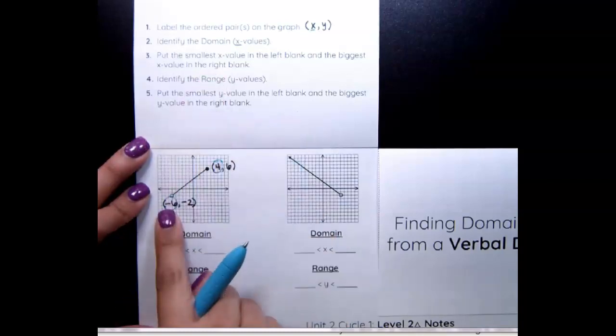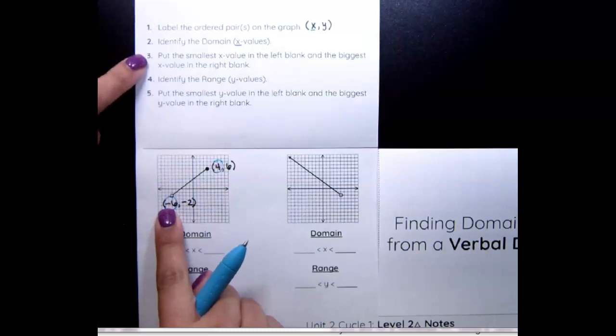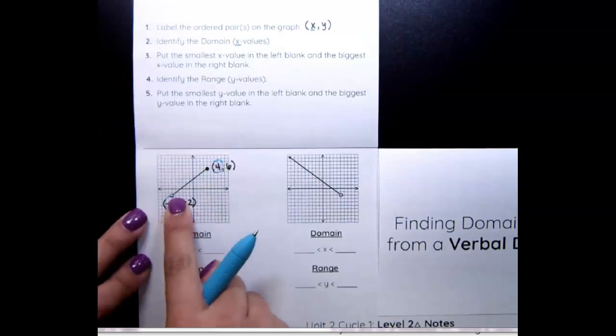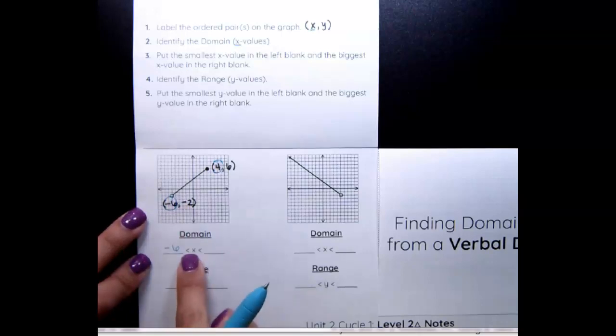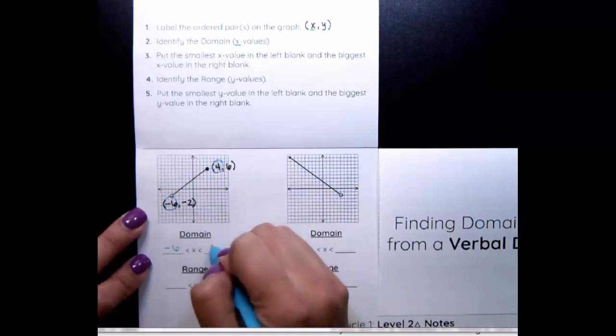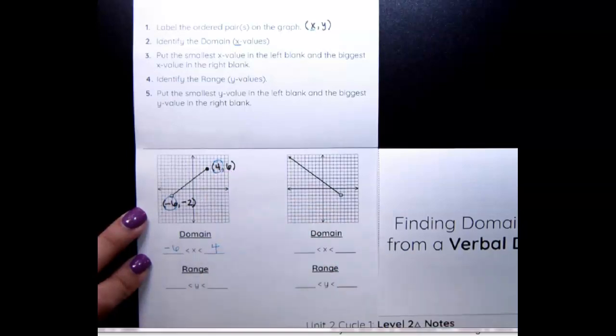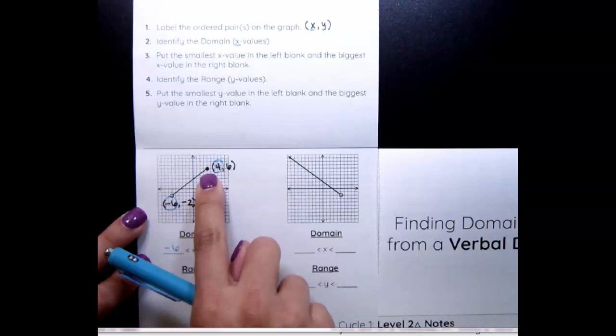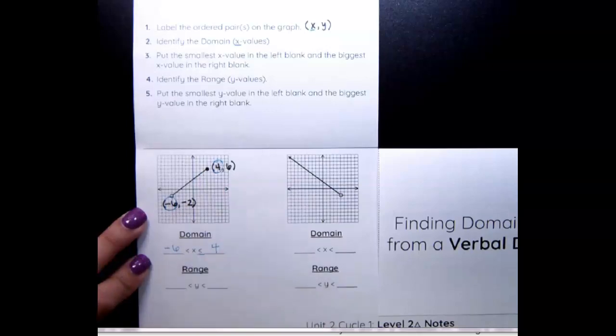As I put that number there, and it's not in the directions, I look at the circle. That is an open circle, so this inequality stays the same. 4 is my larger x value. 4 has a closed circle, so I add equal to. And that is it for my domain.